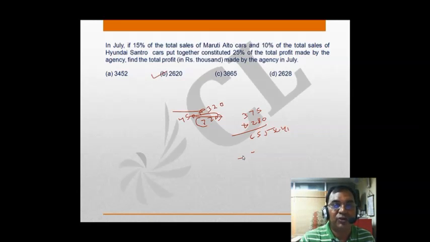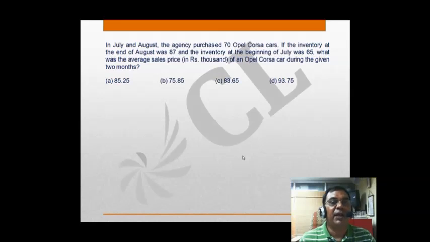I don't think so, I need to explain again. Here I simply looked at the wrong month in the beginning. After that, if in July and August the agency purchased 70 Opel Corsa cars, and the inventory at the end of August was 87, and the inventory at the beginning of July was 65, what was the average sale price of the cars during the given period?